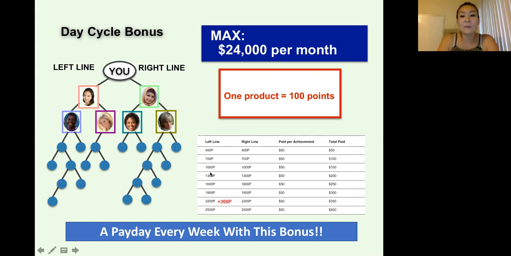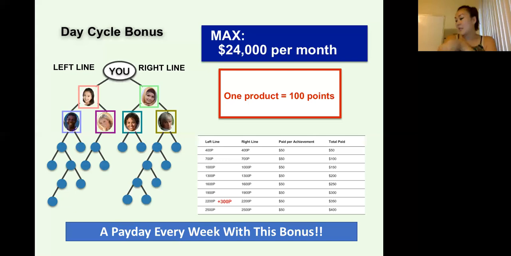Okay. All right. And payday is every week, every Wednesday. So closing day is a Friday. And the payday is not the next week, but the following Wednesday. So it takes about 10 days for the company to generate the bonus and pay out the bonus.